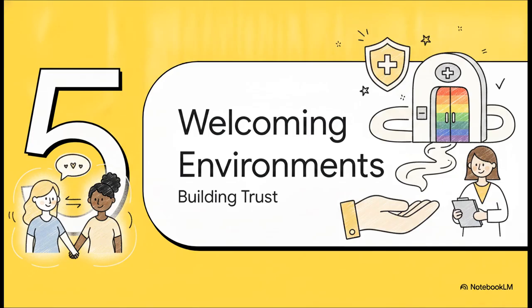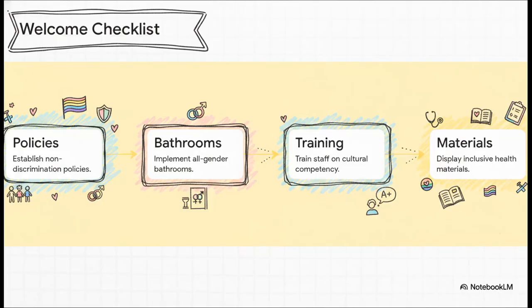Let's move on and see how this builds out into our final section, Section 5, creating welcoming environments. How do we ensure the entire clinic feels safe from the second someone walks through those doors? Here's an actionable checklist. Number 1, establish and visibly communicate explicit non-discrimination policies. Number 2, implement all-gender bathrooms. This is a massive relief for transgender and gender nonconforming individuals. Number 3, train all your staff. A front desk receptionist using a patient's correctly stated pronouns sets the tone before the doctor even says hello.